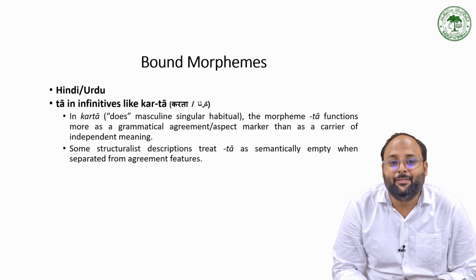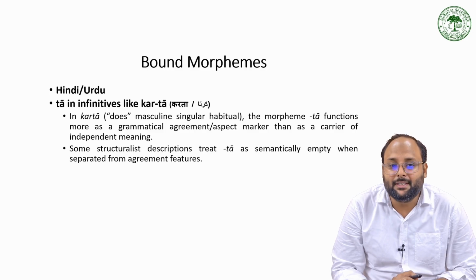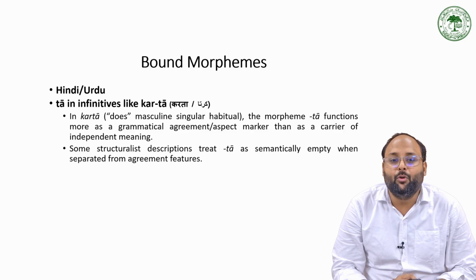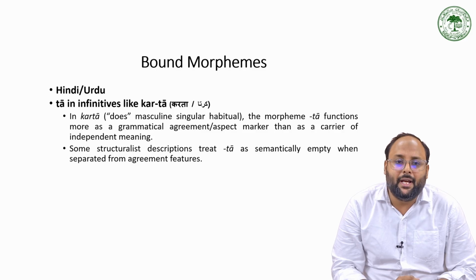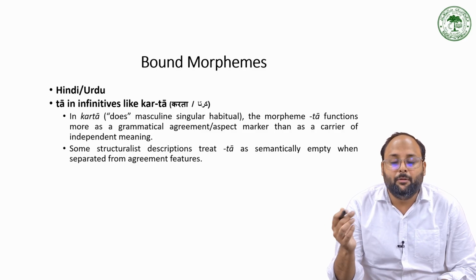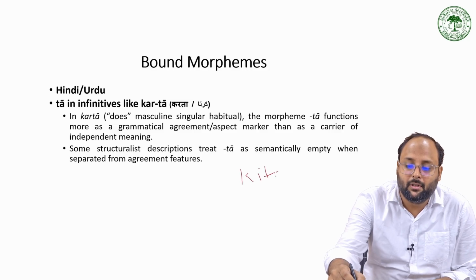In Hindi Urdu, we have the example of ta. We have already discussed an example like karta. Karta means does: masculine, singular, habitual. The morpheme ta functions more as a grammatical agreement and aspect marker than as a carrier of independent meaning. That means ta does not have any meaning, like when we make the word kitab, making kitabe.